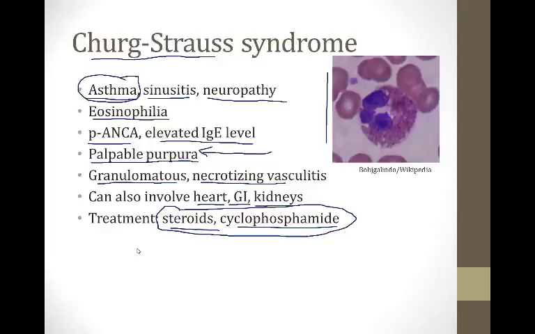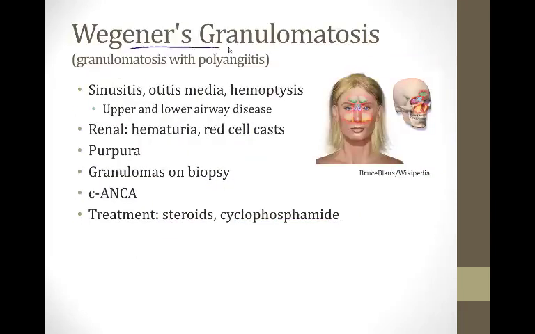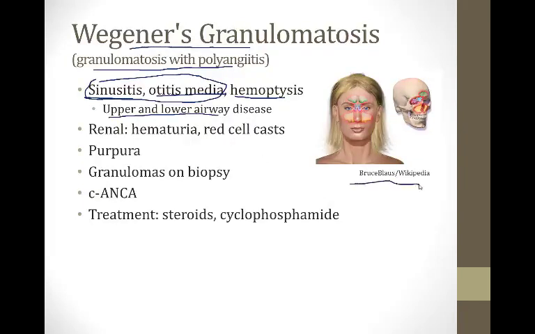vasculitis diseases. The next ANCA disease is Wegener's granulomatosis, which is also called granulomatosis with polyangiitis. And the classic triad of symptoms here is sinusitis, otitis media, and hemoptysis. And that's because patients with this condition get inflammation of the upper and lower airways. So upper airway inflammation gives you sinusitis and otitis media, and I've shown a picture of the sinuses here to remind you of that. And lower airway inflammation gives you symptoms of hemoptysis.